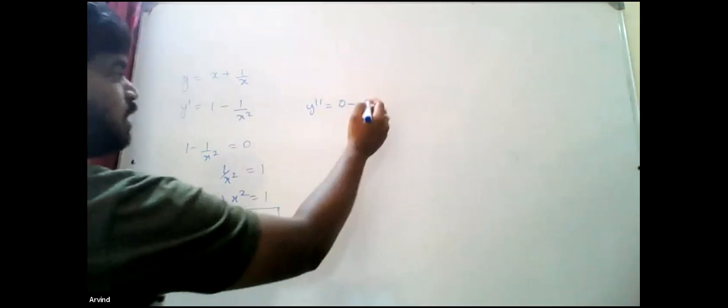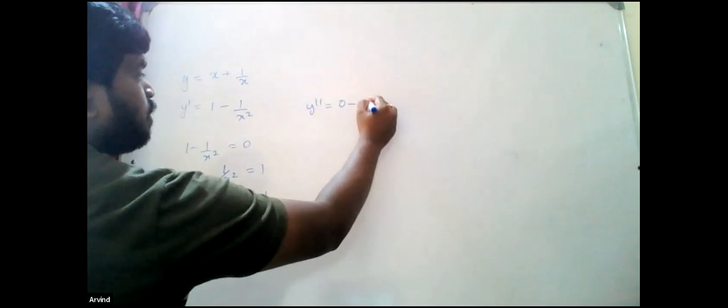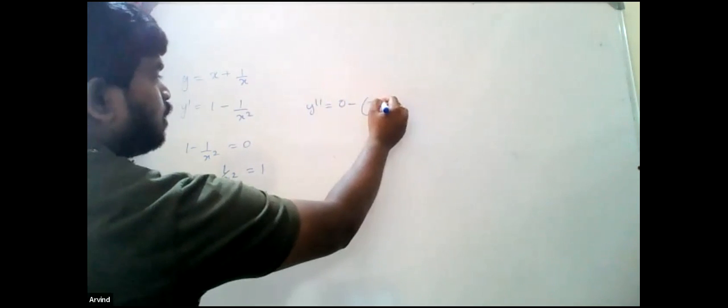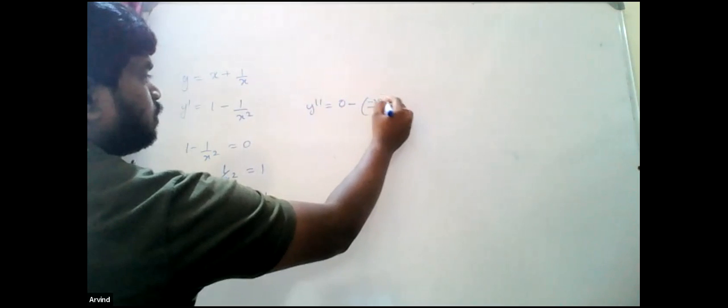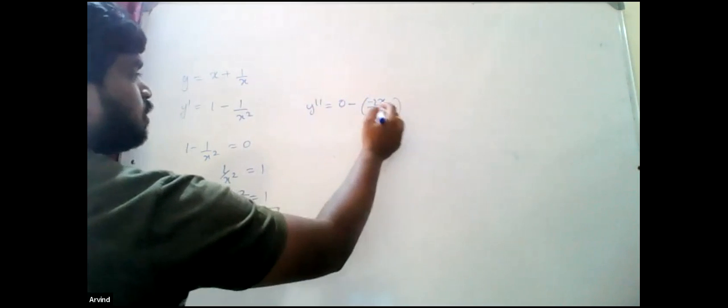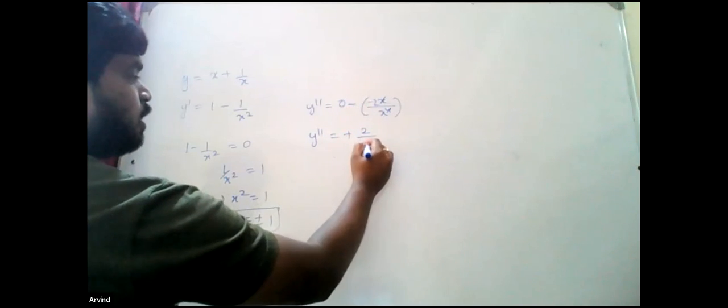So it will become 0 minus 1 by x square, and differentiating, it will become minus of x by, 2x by x power 4. So x gets cancelled. So minus into minus is plus, y double dash is equal to 2 by x cube.